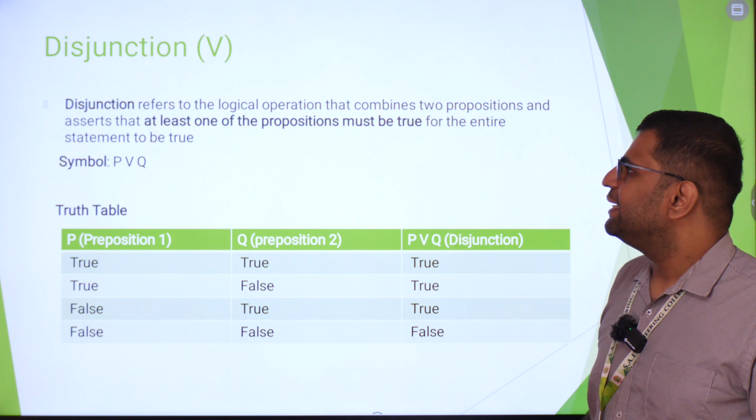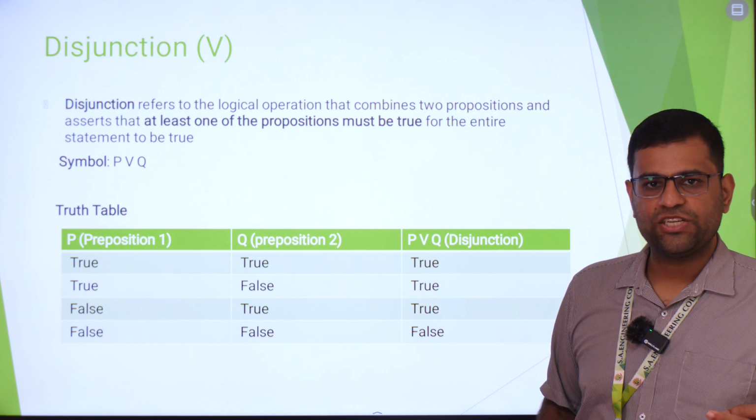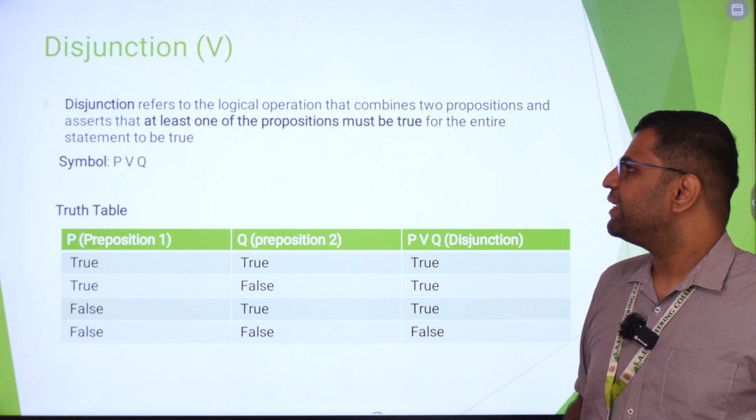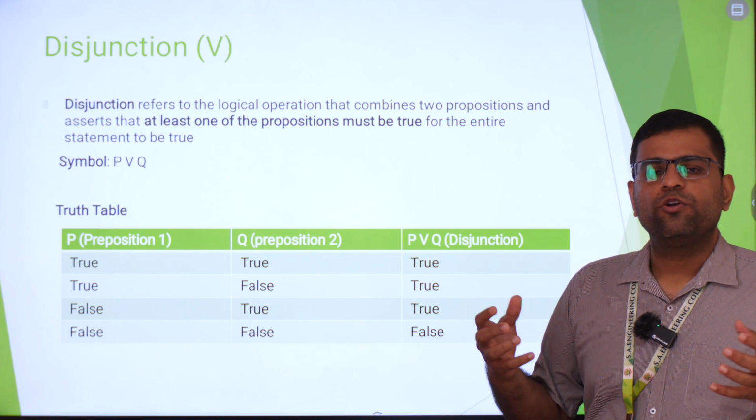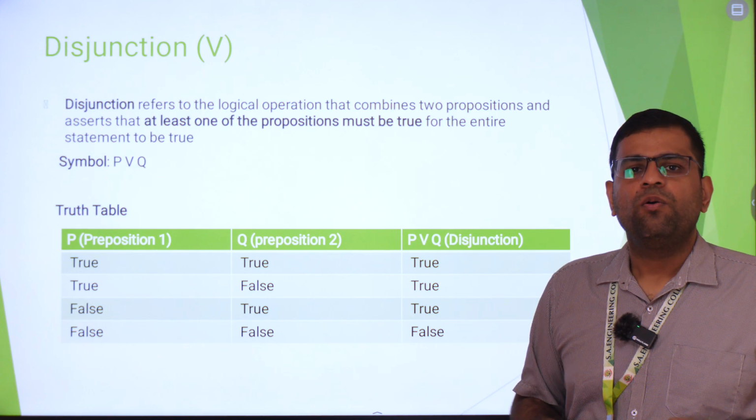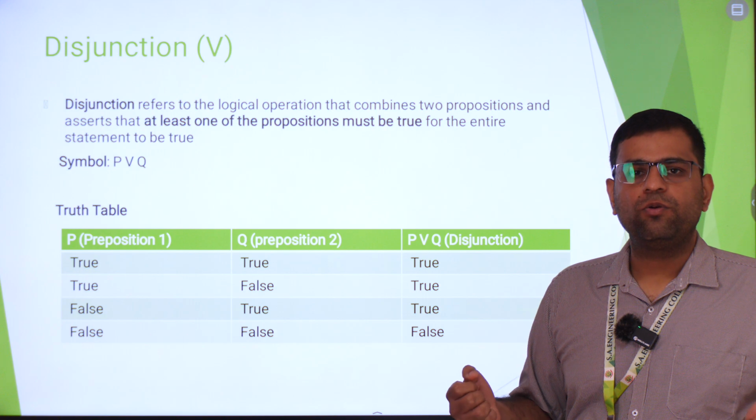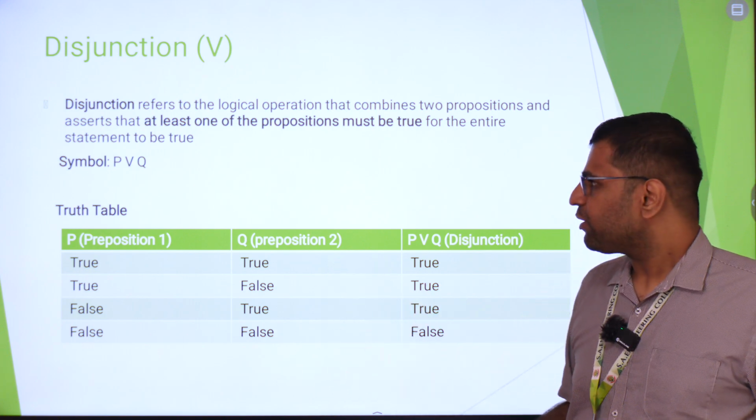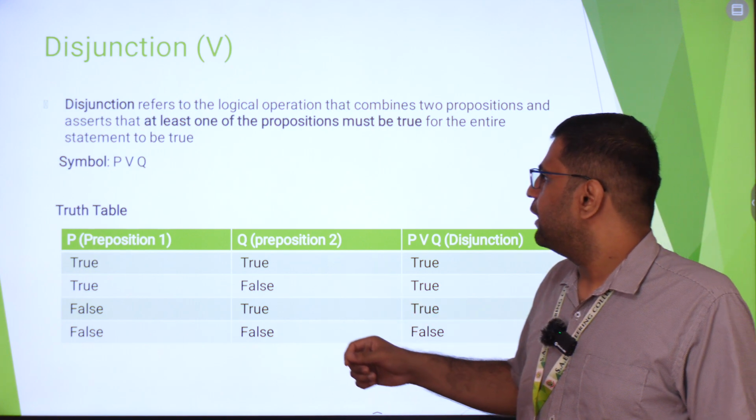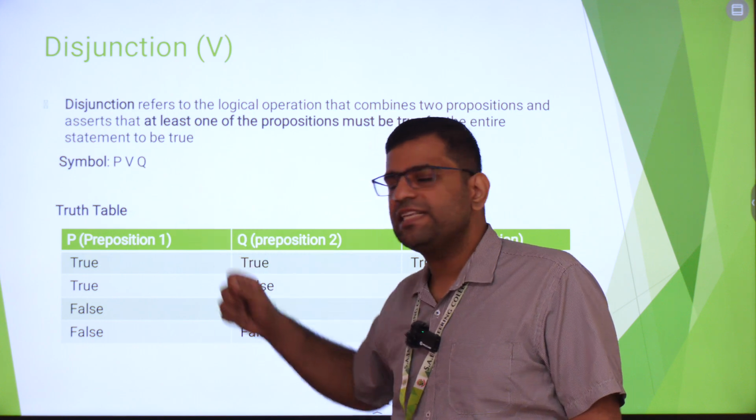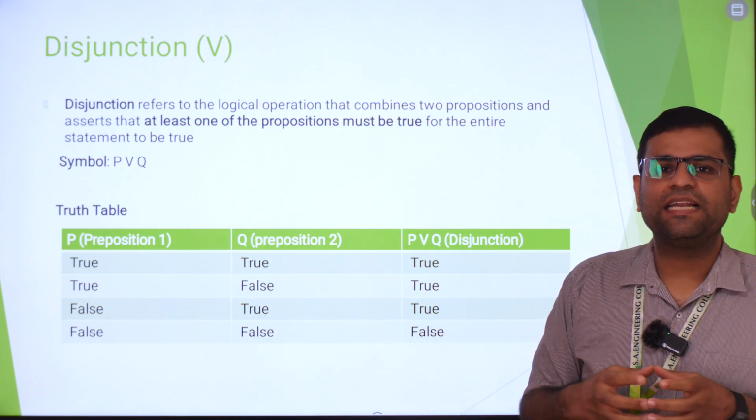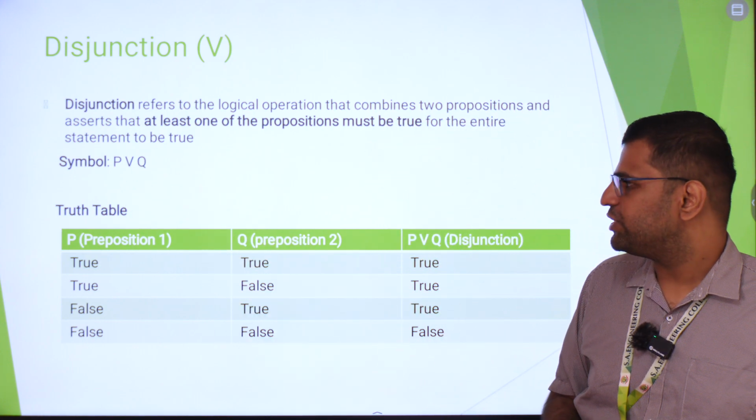Then we will see disjunction. So far we have seen negation and conjunction. Disjunction is basically an OR operation. If we have two propositions, either one of the propositions should be true for the expression to be true. This is the V symbol, which represents disjunction in logic.